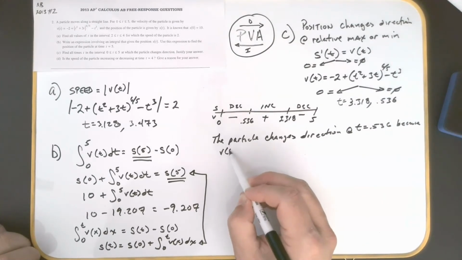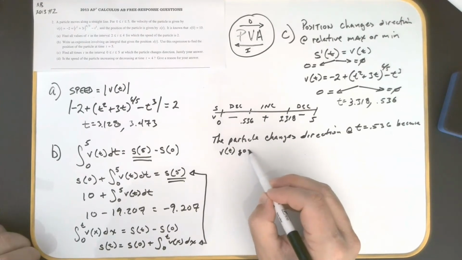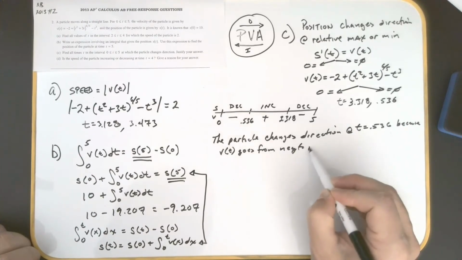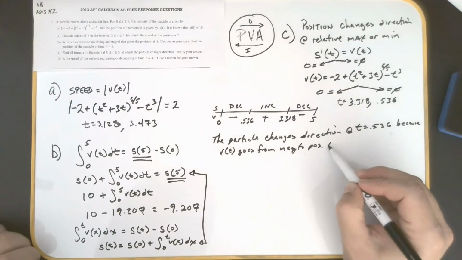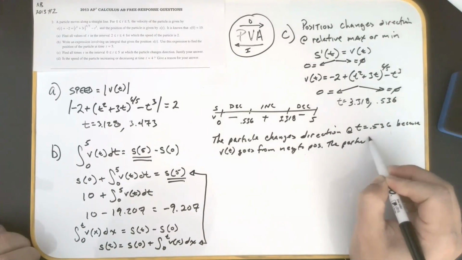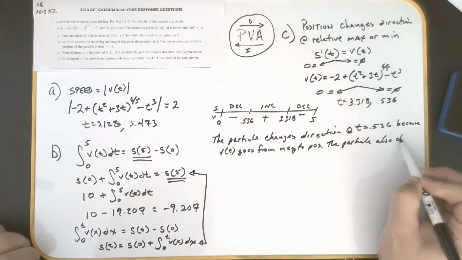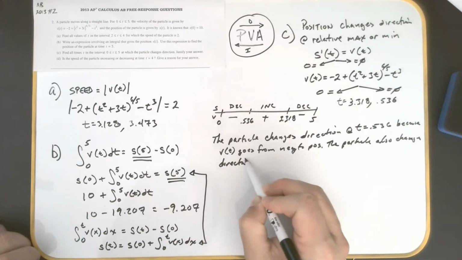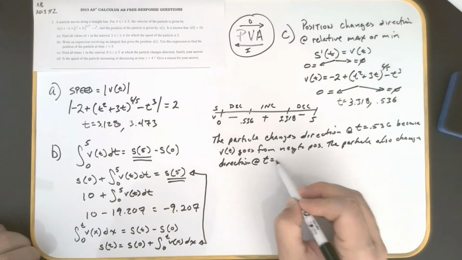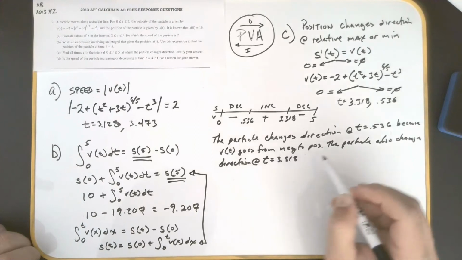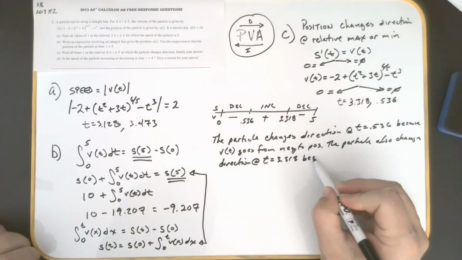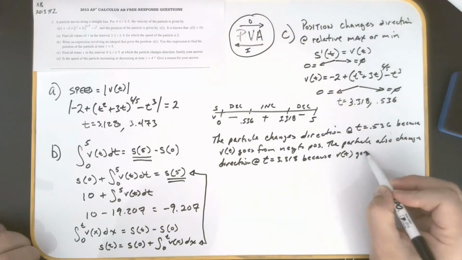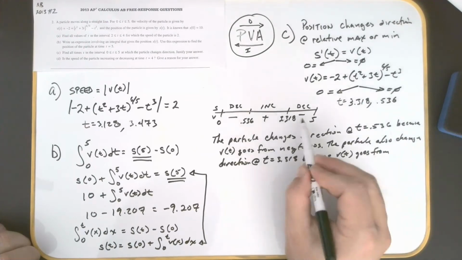because velocity, v of t, goes from negative to positive. And we can say the particle also changes direction at t equals 3.318 because v of t goes from positive to negative.